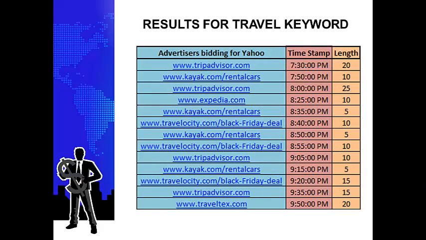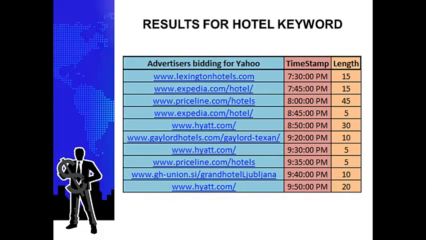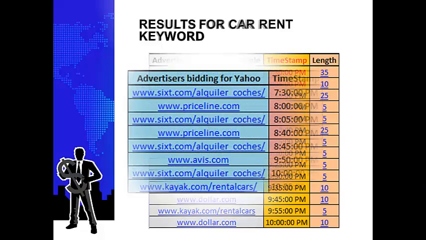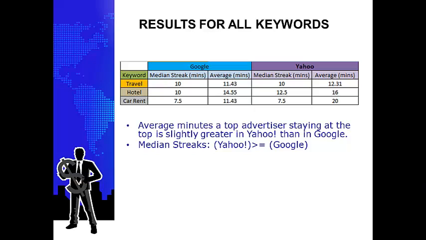These are the results for the travel keyword on Yahoo, hotel keyword on Google, hotel keyword on Yahoo, car rent keyword on Google, and car rent keyword on Yahoo. These are the summarized results for all keywords. So let's see what the median streaks and average minutes are on both Google and Yahoo. For all the keywords, we can see that the median streaks and average minutes are equal or greater in Yahoo than in Google.